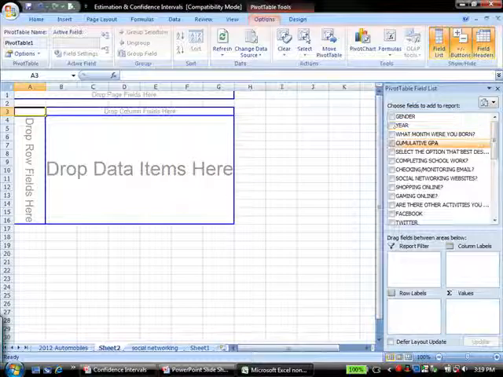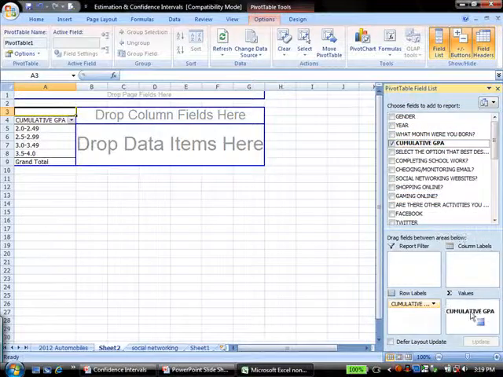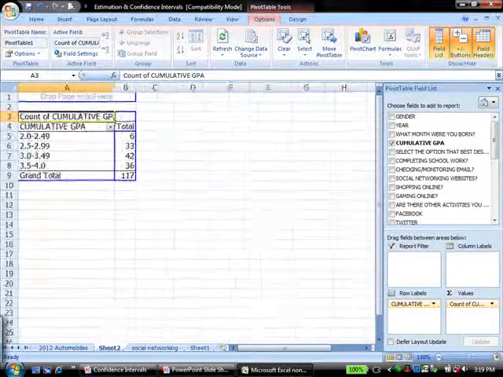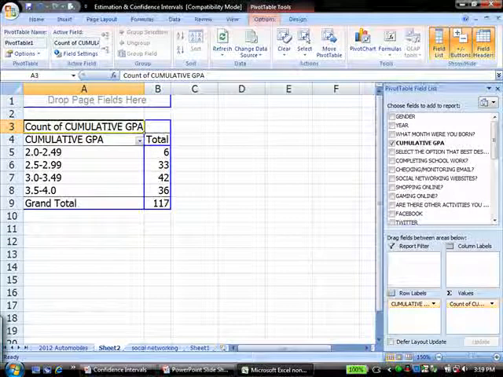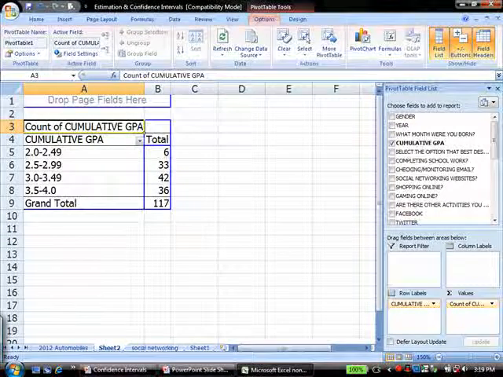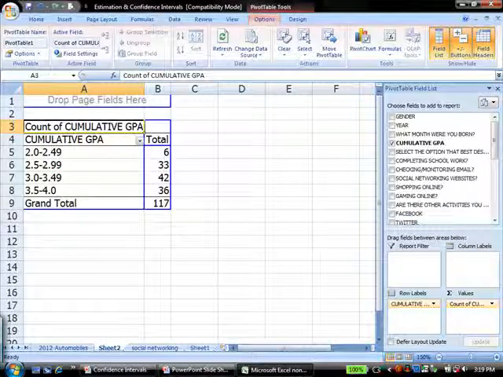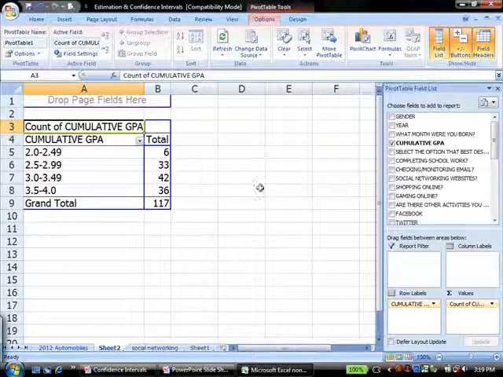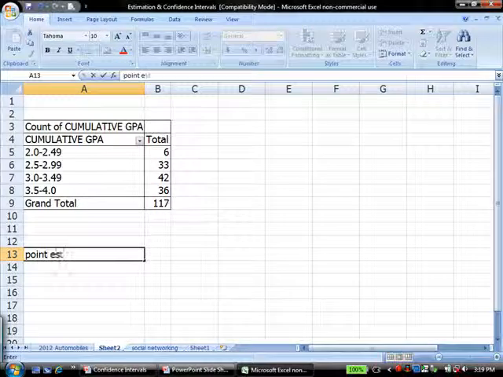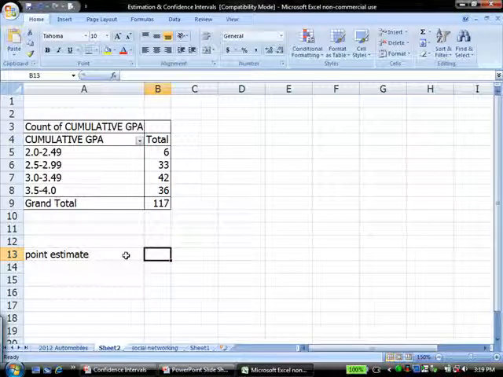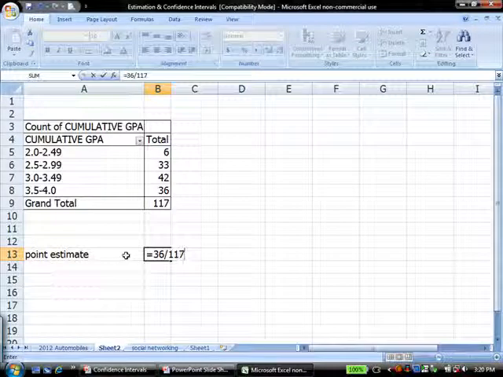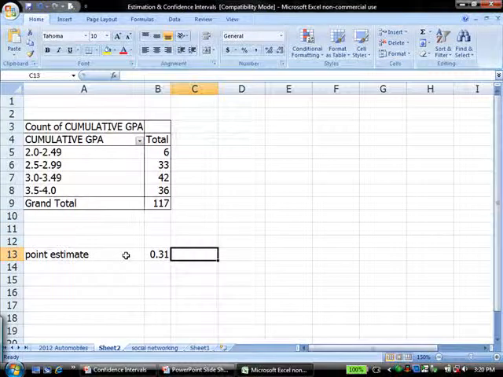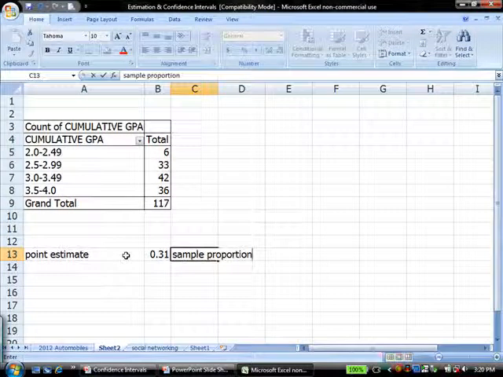We are going to play with cumulative GPA. Alrighty. Hopefully you're doing this with me. If you need to stop and pull up Excel, you could do that. What we have here is 117 students that participated, 36 of them in that highest GPA category. So why don't we come over, doesn't really matter, here, and start calculating. 36 out of the 117, or 31%, that's our sample proportion. So that's our point estimate.